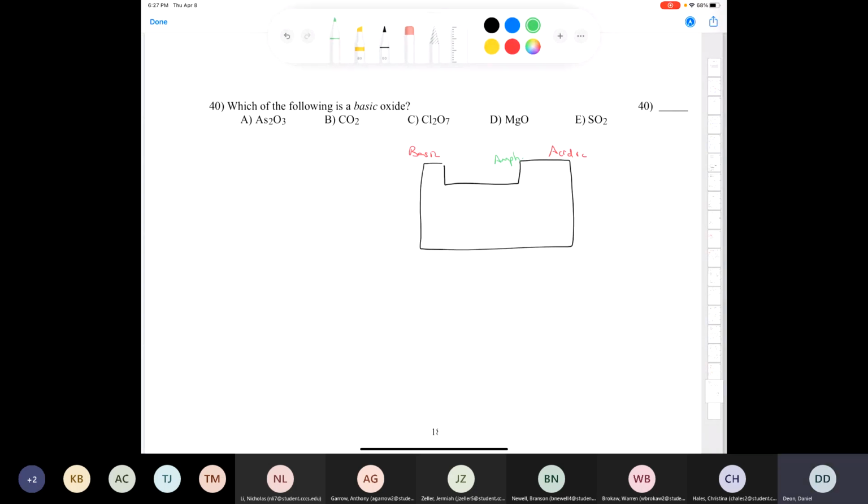And so we're looking for an oxide that is combined with a metal from the left-hand side of the periodic table. We're looking for something that's over here, something that's a metal. Well, the only one that fits the bill is magnesium. It's in group 2A. Chlorine, right? Chlorine is in the P block. Carbon is in the P block. Arsenic is in the P block. And sulfur is in the P block. This one is in the S block. So it is the only one that's going to form a basic oxide.